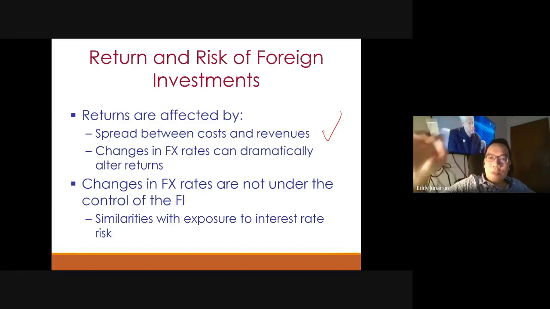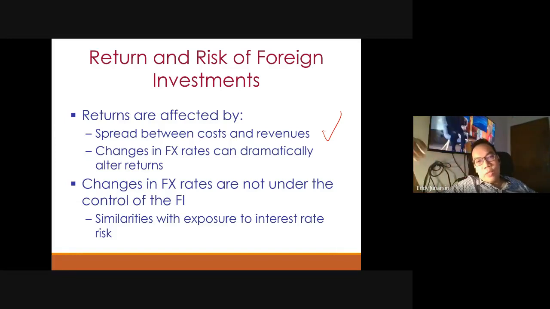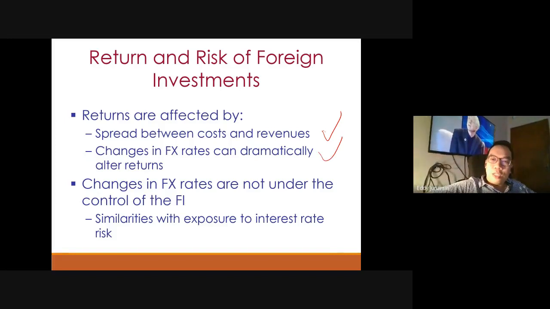First source of return is a spread between the cost and revenues. So again, usually we call it the major and dominant source of income is the net interest income. So it's the difference between the interest revenues that you gain from your clients and the interest payment that you have to disburse to your depositors and other creditors. And then the changes in foreign exchange rates, this one, something beyond your control that you have to manage.